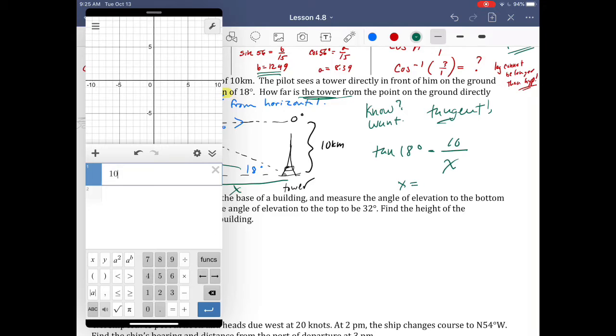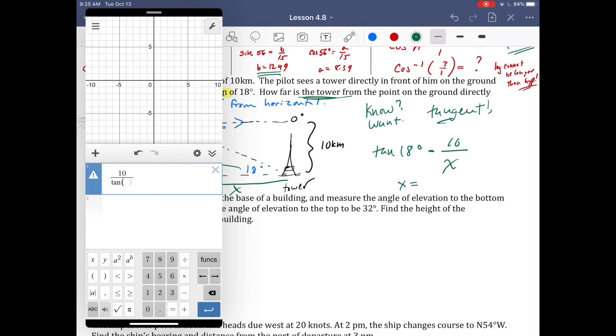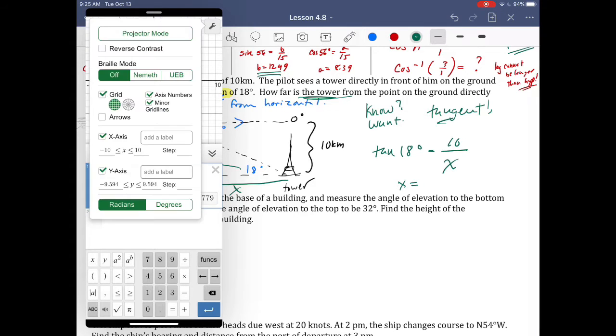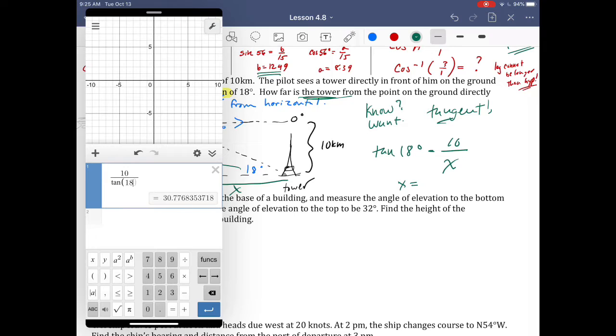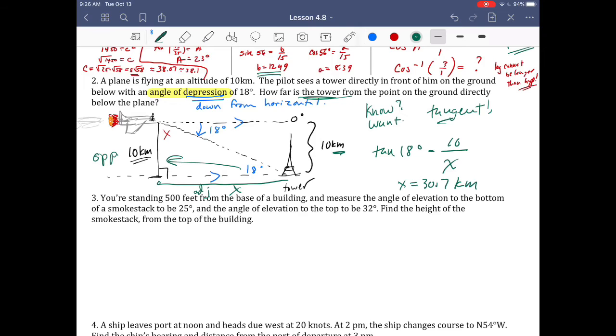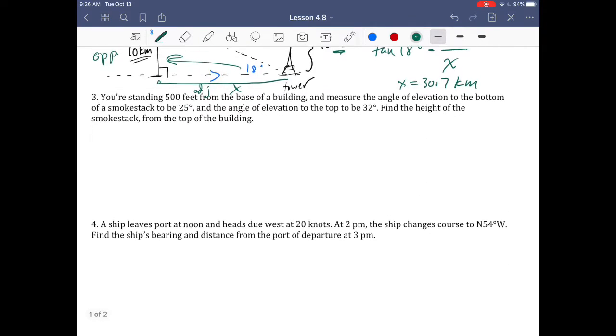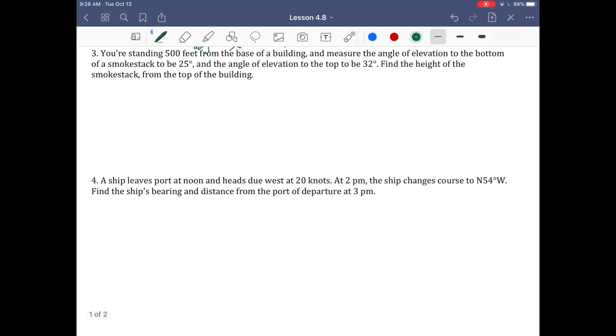So we have 10 divided by tangent of 18. Oh, that's wrong. How am I getting a negative? Oh, yeah, degrees. So 30.7. What's 30.7 kilometers? So why don't you go ahead and look at parts 3 and 4, and I'll come back with a couple of drawings and help you through if you might have had any troubles.